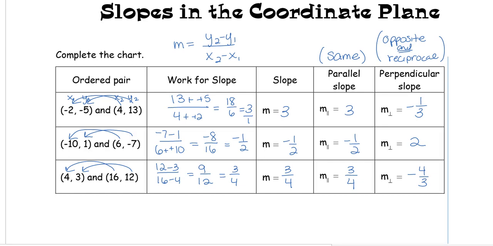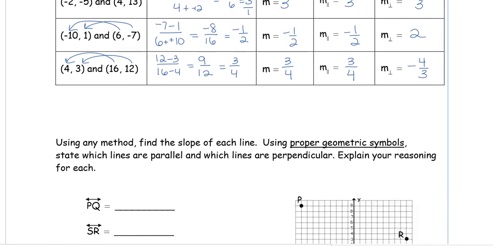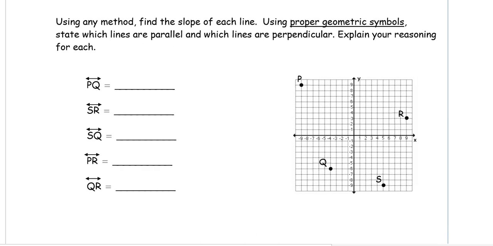All right, so now let's look at the points on an actual grid. We have all of these points. It says using any method. So you could use the slope formula that we just talked about, or you can do rise over run. I'm suggesting that you use rise over run. Go ahead and count, and you don't have to worry about subtracting a number wrong. We're just going to count to find each of the slopes. You could do whatever you want, but I'm going to count.